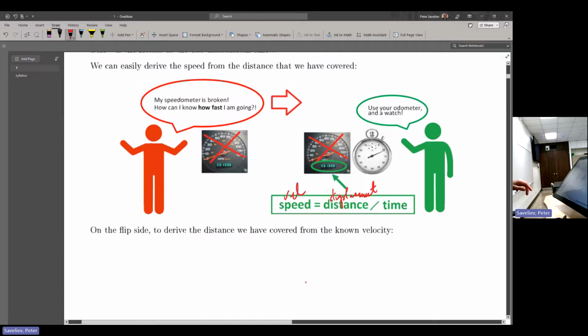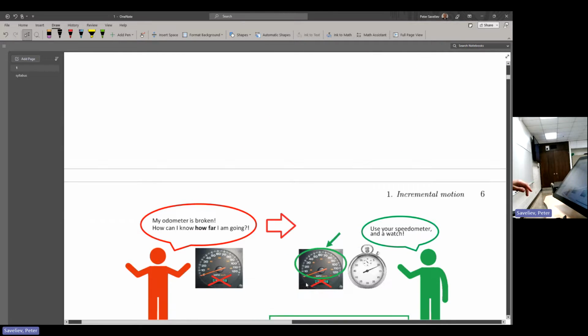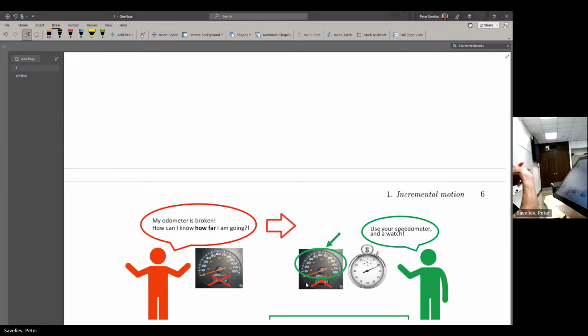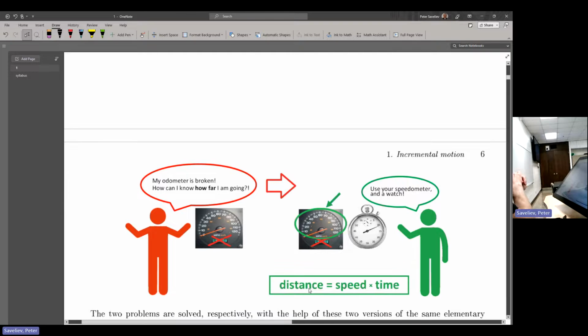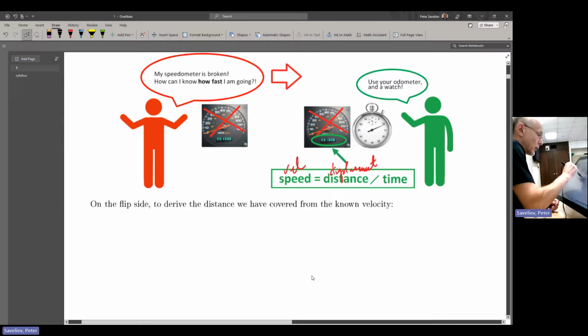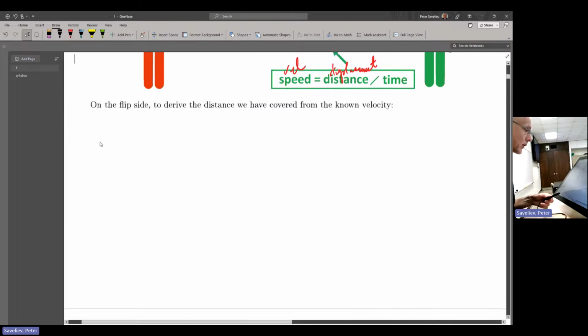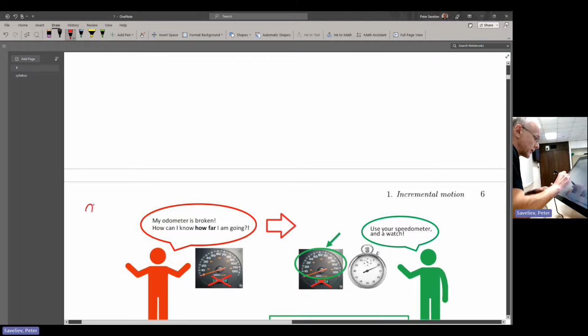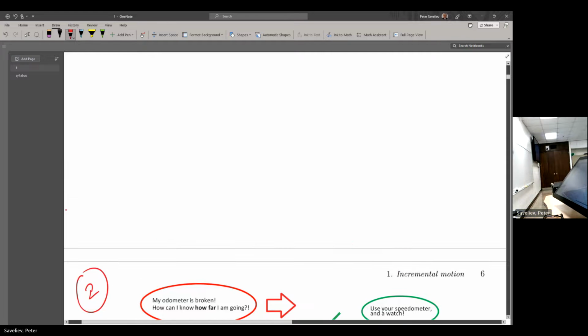In reverse, your odometer is broken and you want to know where you are. So you use your speedometer and just multiply your velocity by time. So 1 and 2. What are we talking about here in the context of calculus? Enormously simplified, what are we dealing with?